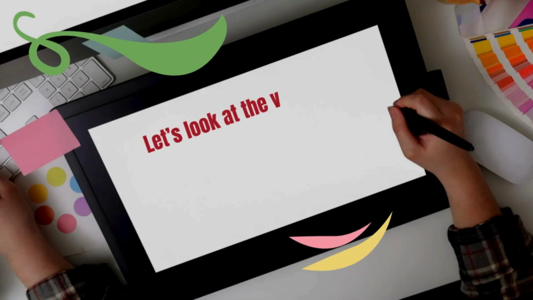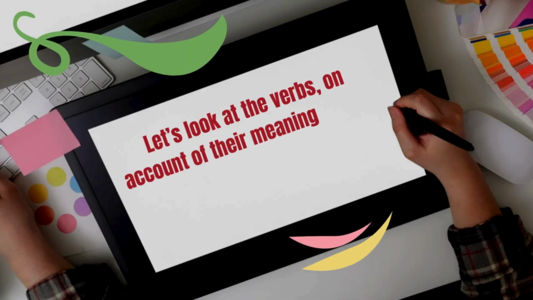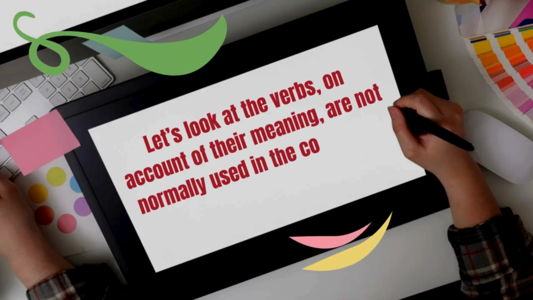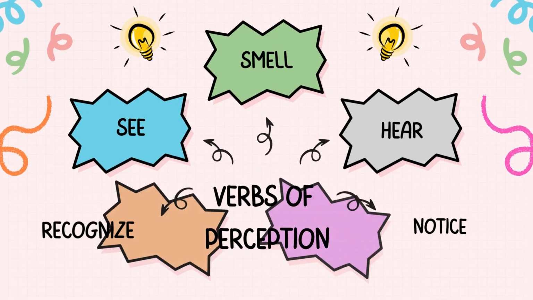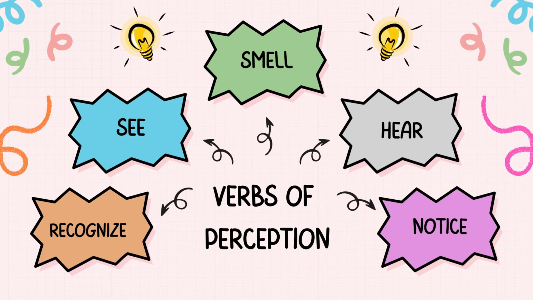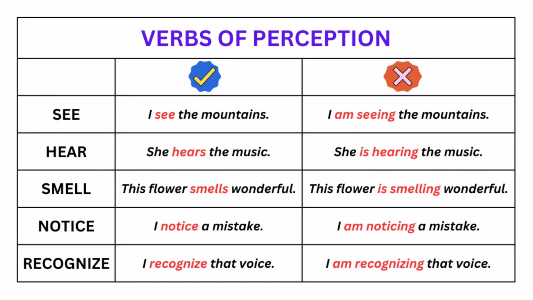Now there are some verbs, on account of their meaning, that are not normally used in the continuous form. I have categorized these into 5. First, verbs of perception, that include see, hear, smell, notice, recognize. So you can see the information in tabular form. You can make out that the verbs are in red color, and the ing form of the verb or the tense is not accepted. So you can see a tick mark and a cross mark. Please have a look at it carefully.